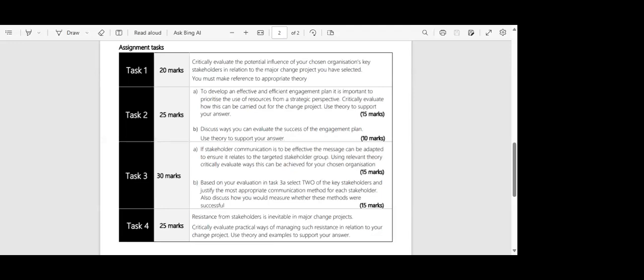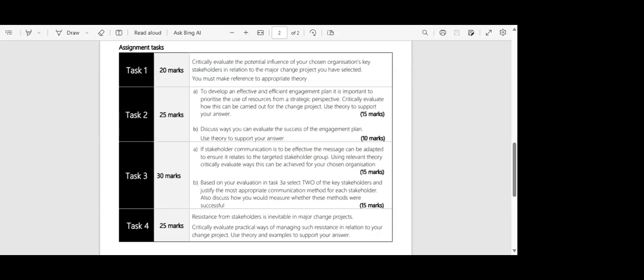So they have given a one-sentence paragraph about how the stakeholder group is targeted. If stakeholder communication is to be effective, the message can be adapted to ensure it relates to the target stakeholder group. It should be a particular targeted stakeholder group. So you have to take the theory which speaks about this sentence, and critically evaluate how this can be achieved for your chosen organization.